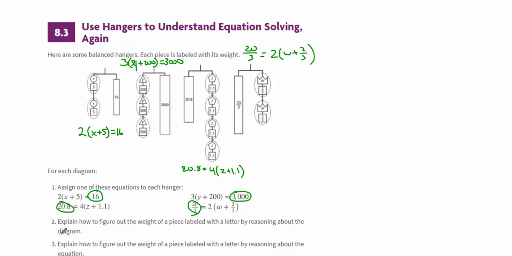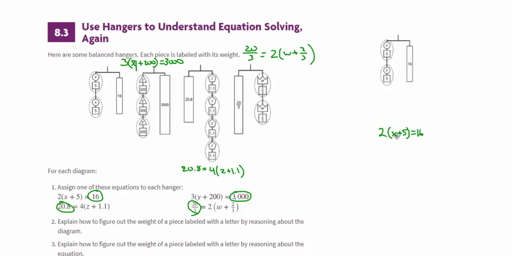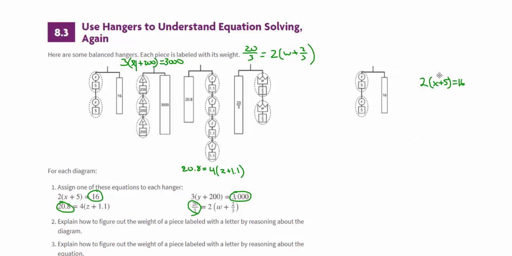So for numbers 2 and 3, we're going to do them at the same time. Explain how to figure out the weight of a piece labeled with a letter by reasoning about the diagram, and explain how to figure out the weight of a piece labeled with a letter by reasoning about the equation. So we're going to start over here with this one. I'm just going to move it over here for now. Let's see, how do I want to do this? I'll do it this way.